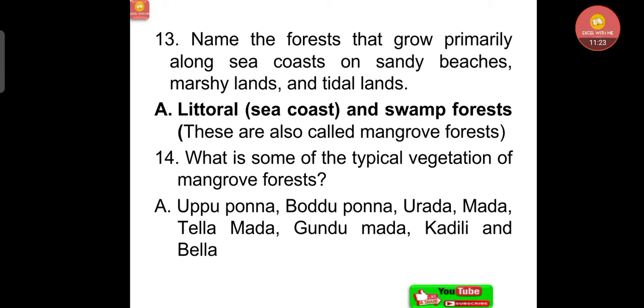Name the forests that grow primarily along sea coasts on sandy beaches, marshy lands and tidal lands. That is littoral, sea coast and swamp forests. These are also called mangrove forests. What is some of the typical vegetation of mangrove forests? Uppu ponna, Boddu ponna, Urada mada, Tella mada, Gundu mada, Gadili and Bella.